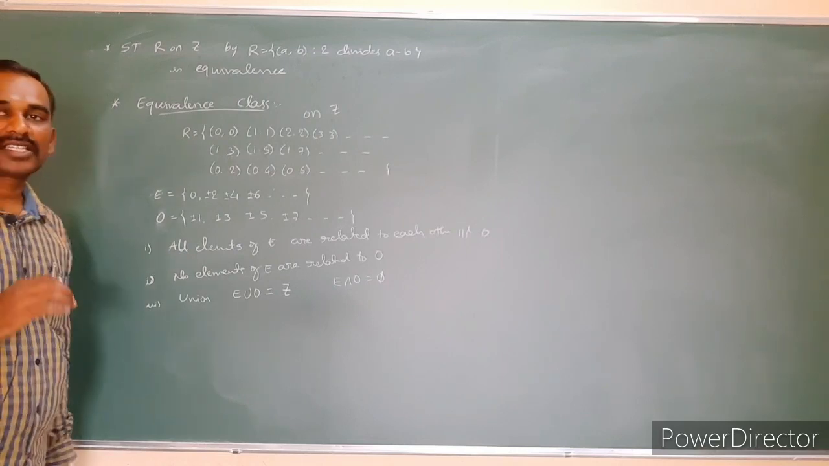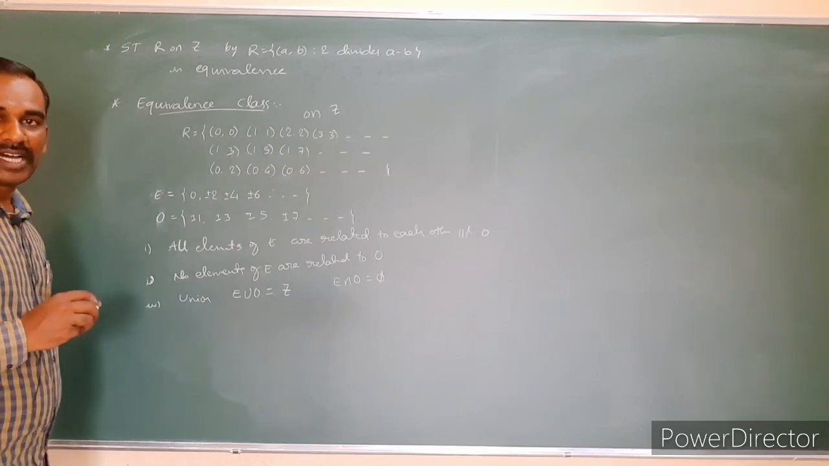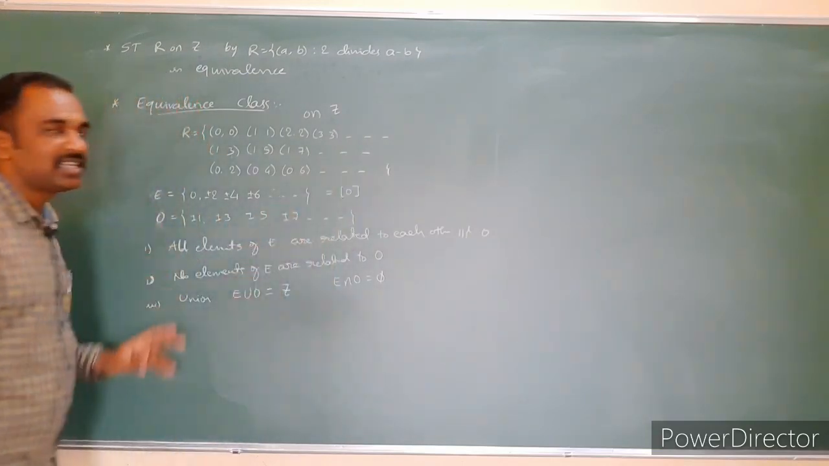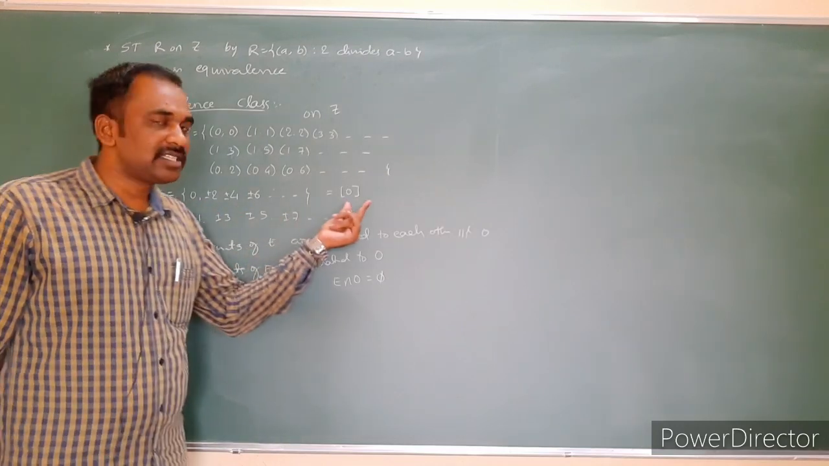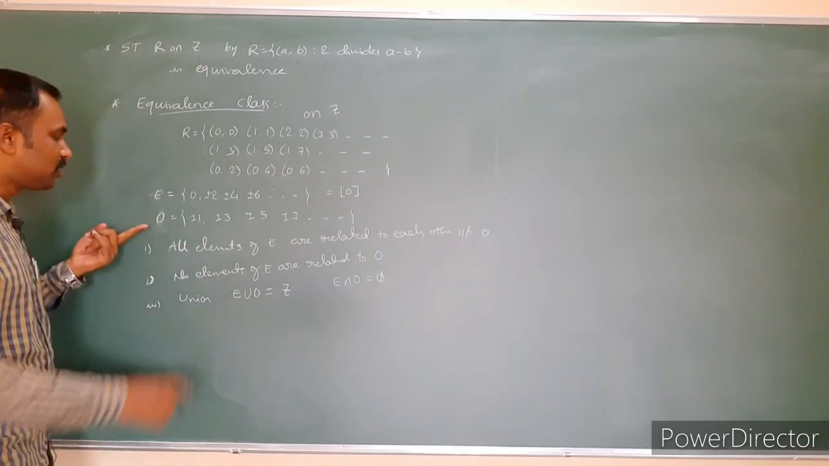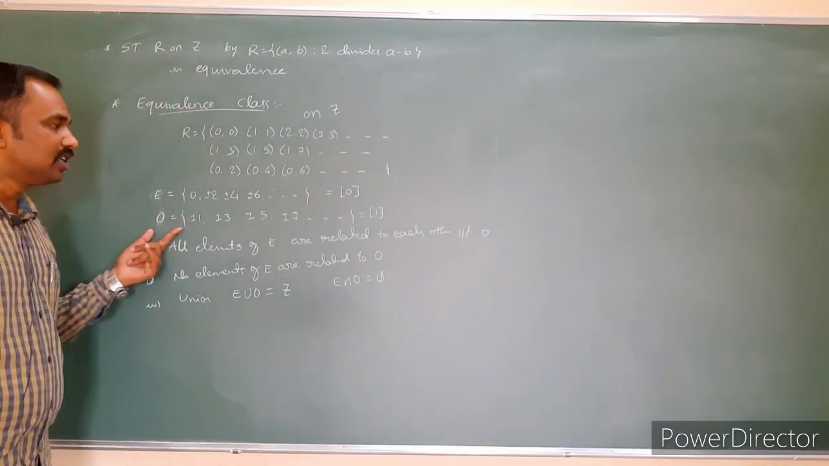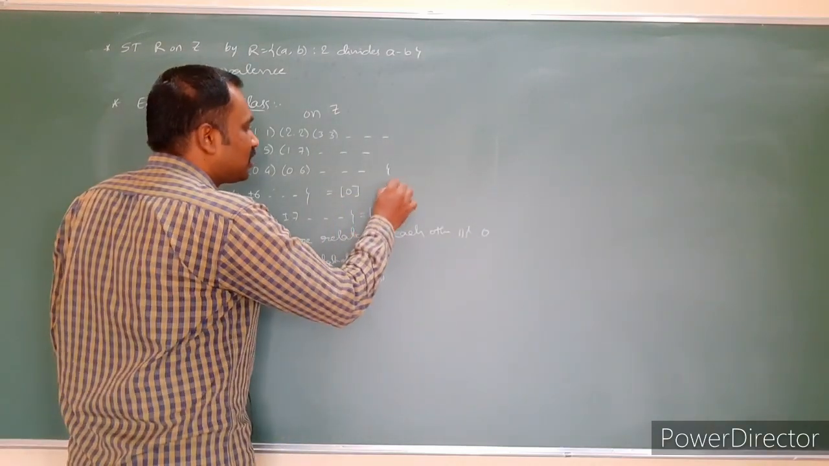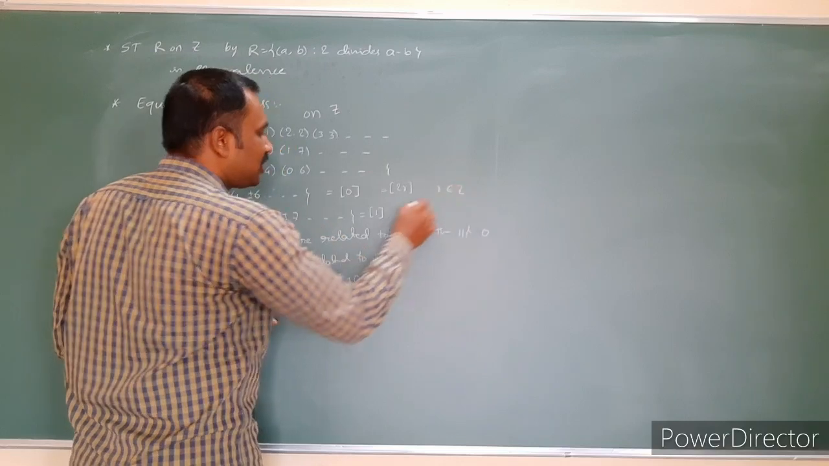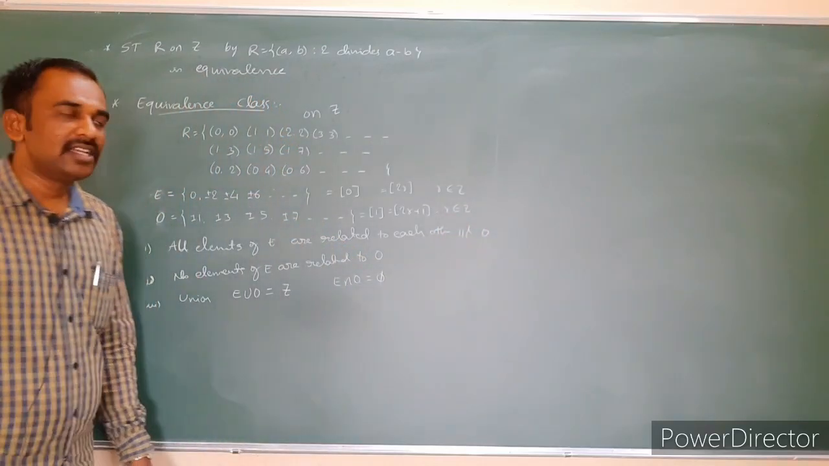If these three conditions are satisfied, then whatever subsets are there, that set E is called the equivalence class containing the element 0, denoted by square bracket of 0, and O is the equivalence class containing the element 1. Here 0 can also be written as 2r, provided that r is any integer, and 1 can be expressed as 2r plus 1, provided that r is any integer.